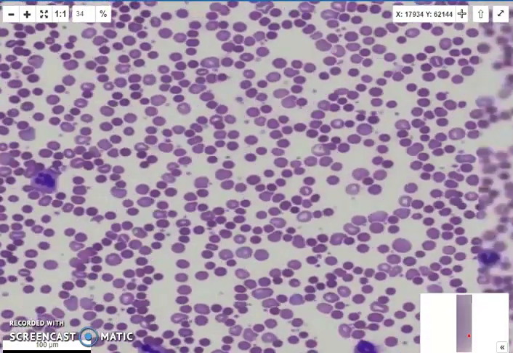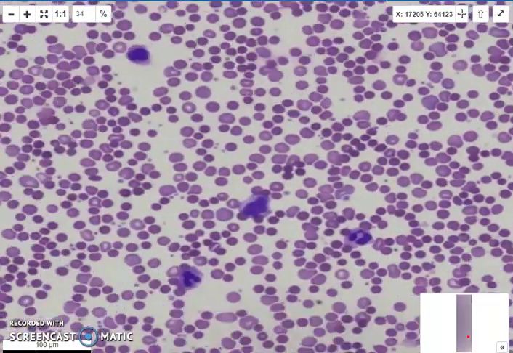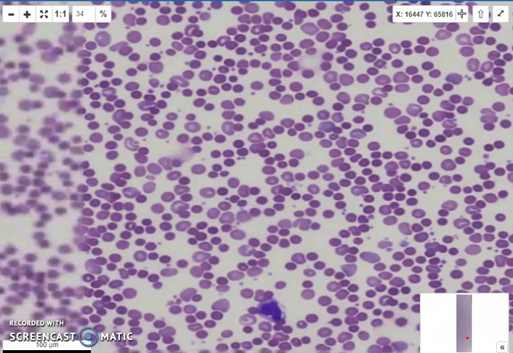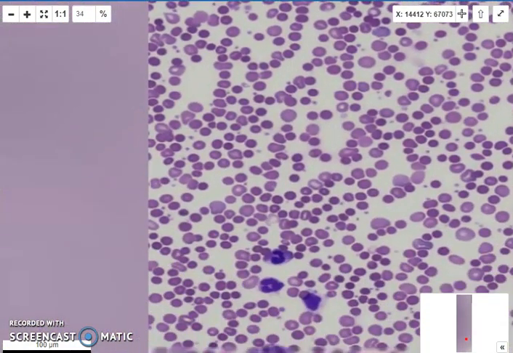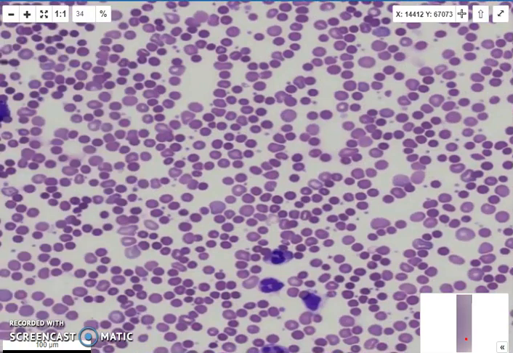We have nucleated red blood cells as well. Probably not as much as I would like in this film, but there are nucleated red blood cells, and it has been reported. Well, it hasn't been reported on the sheet here, but it probably should have been reported.